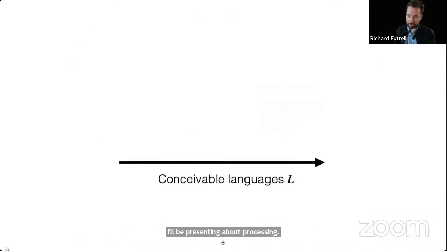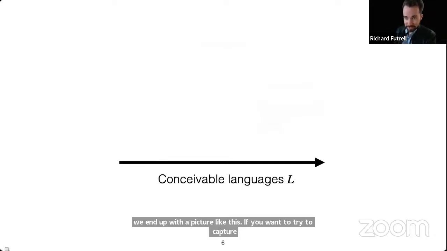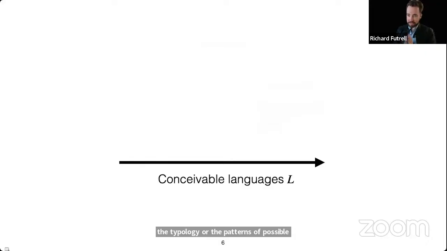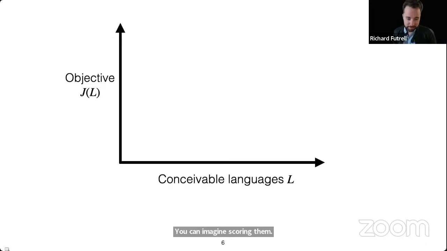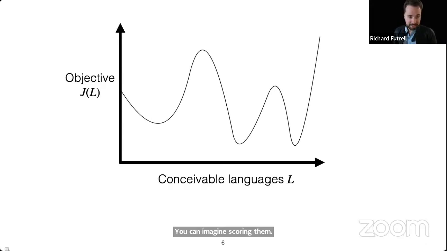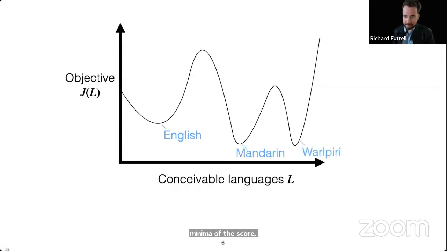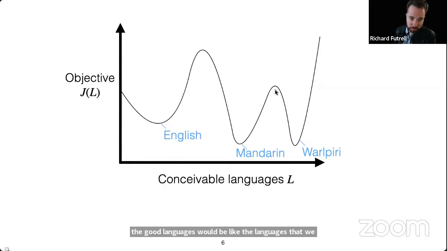So the idea here is that when we think about language in terms of its function, we end up with a picture like this. If you want to try to capture the typology or the patterns of possible languages that we see in the world, you can imagine just the space of all conceivable languages, all possible mappings from form to meaning. You can imagine scoring them using some function J of a language L, which would end up looking like this, such that the minima of the score, the good languages, would be the languages that we actually find, and the maxima would be things that are not really possible human languages.